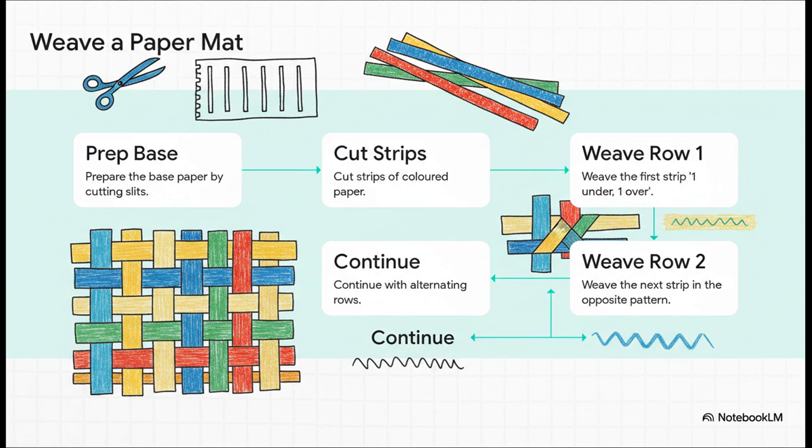Remember that? It's such a simple process. You get your base paper ready, you cut some colored strips, and then you just start weaving. You go one under, one over, and then for the next strip, you do the exact opposite. And that alternating pattern, that is the absolute key to the whole thing.